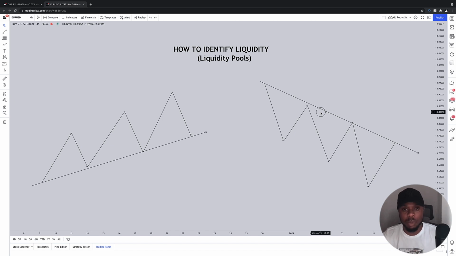Just imagine a swimming pool and it's not even water, it's just people's stop losses. Basically, that's what a liquidity pool is, right? And so at every single touch of this trend line, where they get a rejection from this trend line, there's going to be money above these highs, all these different highs.